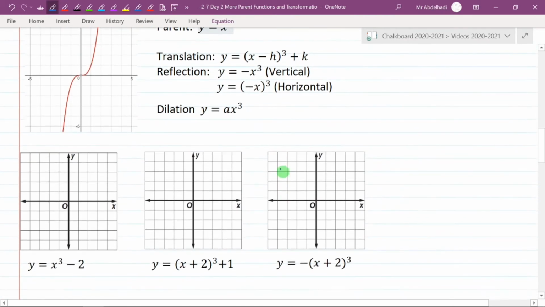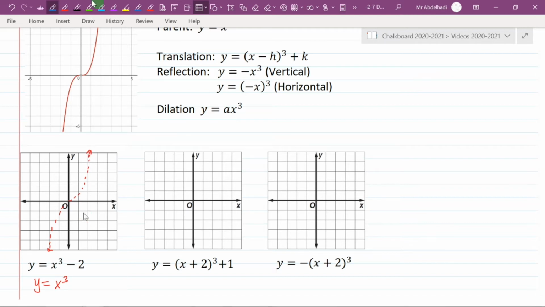This first one is x cubed minus 2. What's the parent function? The parent function is y equals x cubed. So that's your dotted parent function. I draw it as a dotted line so you know that that's the parent function. And now what's our shifted function? What's our translated function? Well, a translated function has a minus 2 out here, not inside the parentheses, on the end, which means it's a vertical shift.